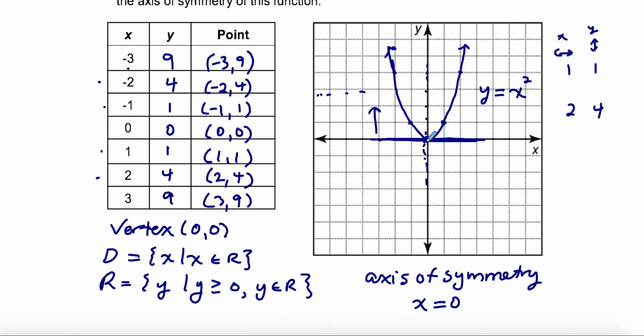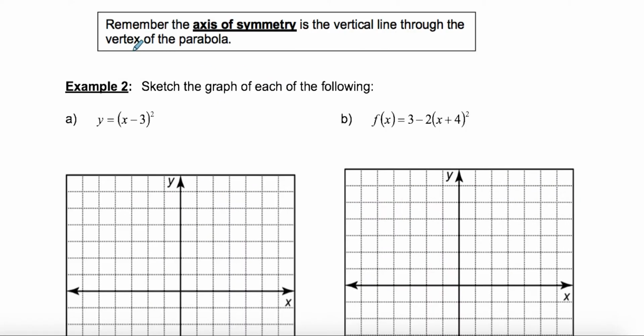What else? This might also be something you might see. This is considered a minimum for this graph because the vertex is at the bottom of the graph. If you had a parabola that went in this direction, the vertex would be a maximum because it would be at the top of the graph. So the axis of symmetry is a vertical line through the vertex of the parabola.